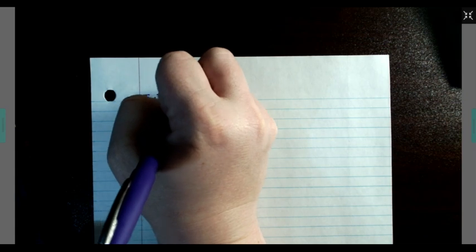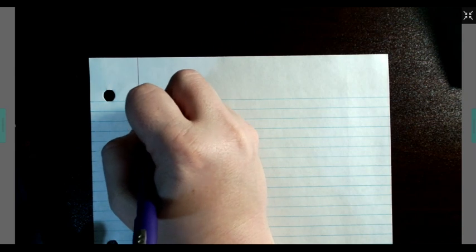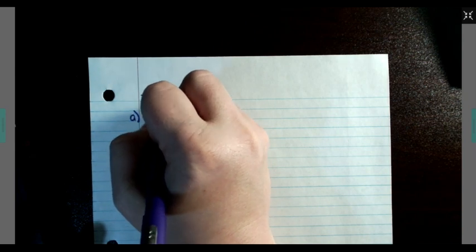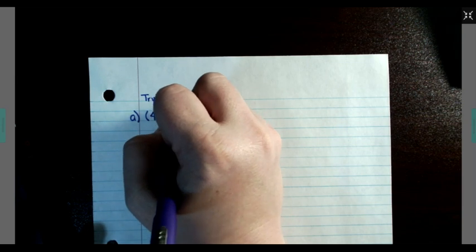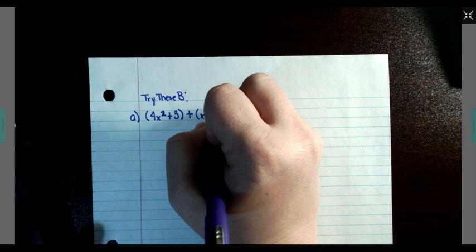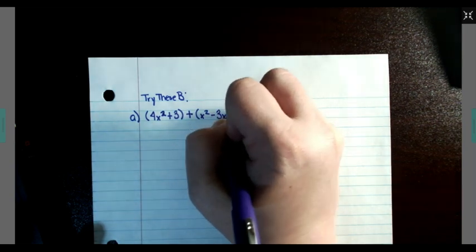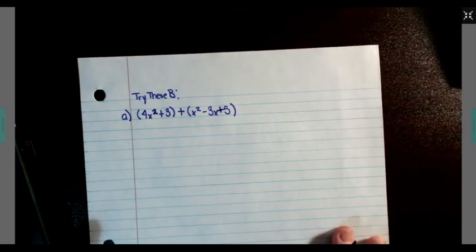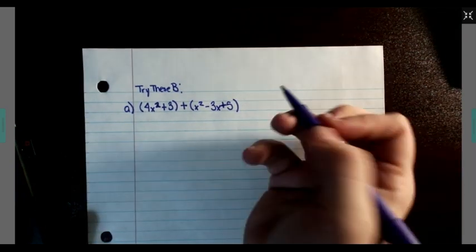All right, so try these B. Letter A. The first one says 4x squared plus 3 plus x squared minus 3x plus 5. All right, I'm going to write these vertically.